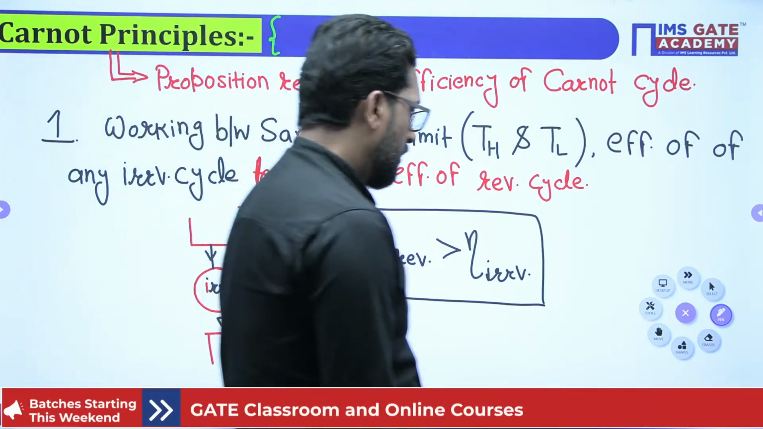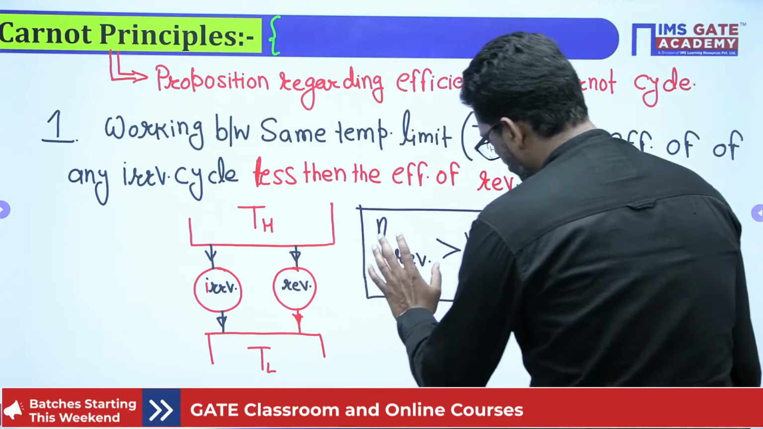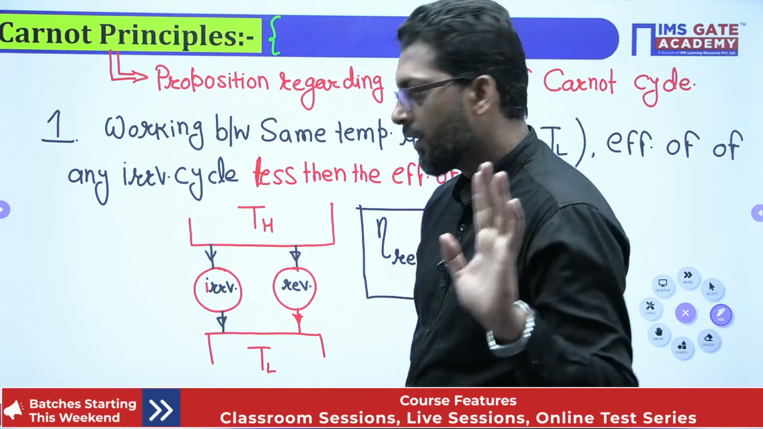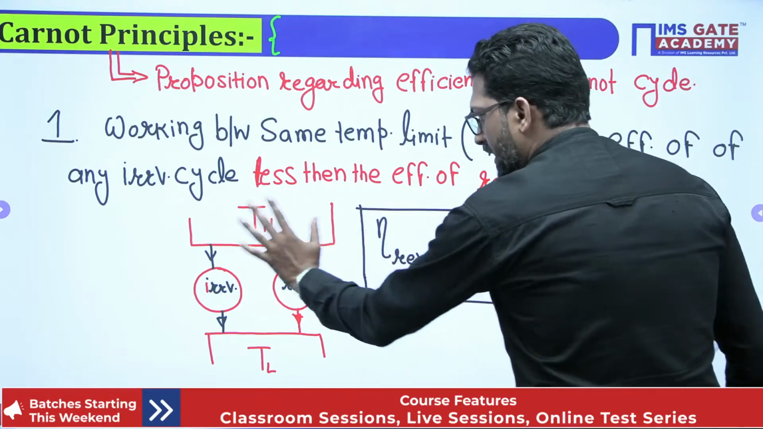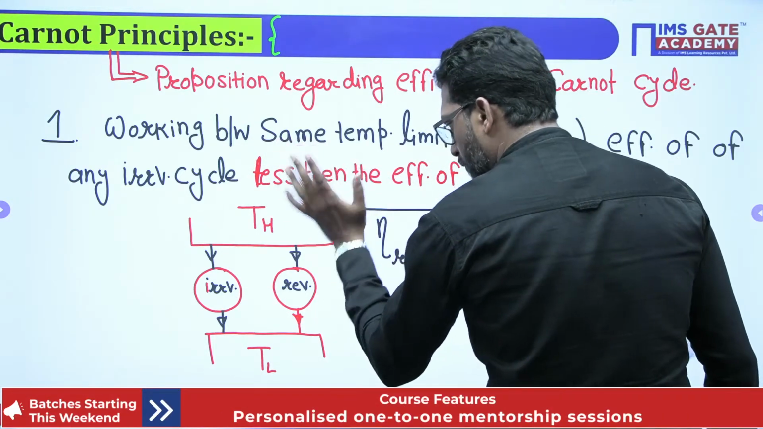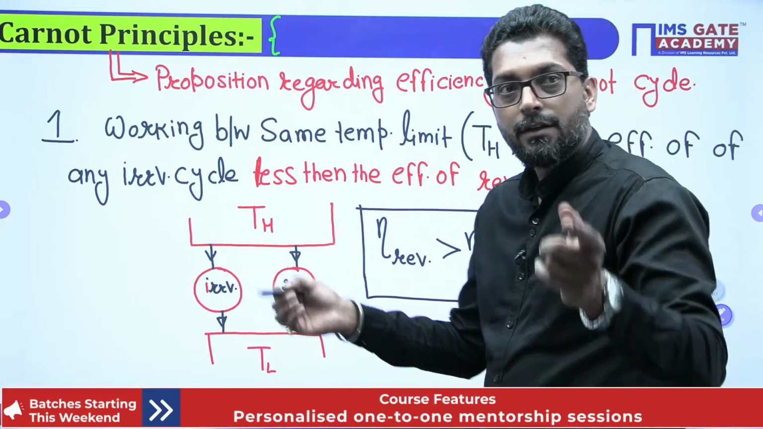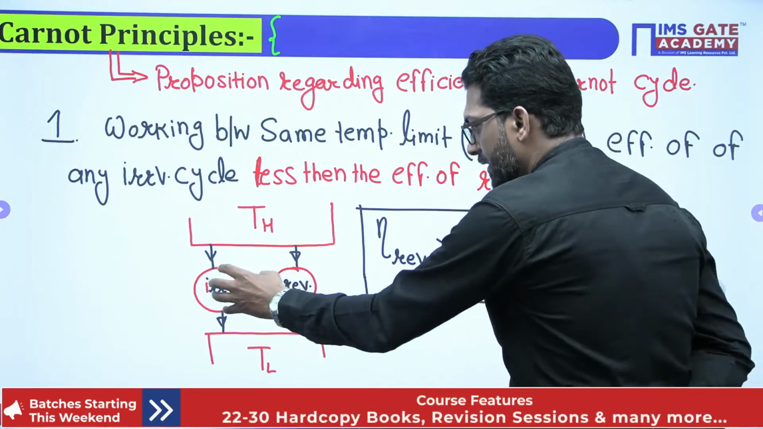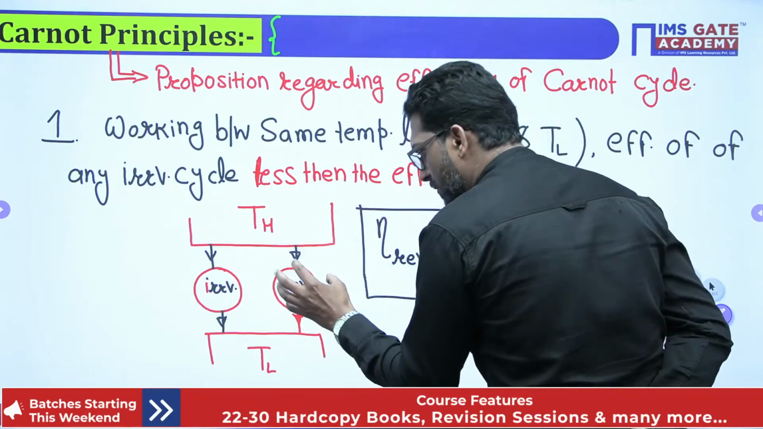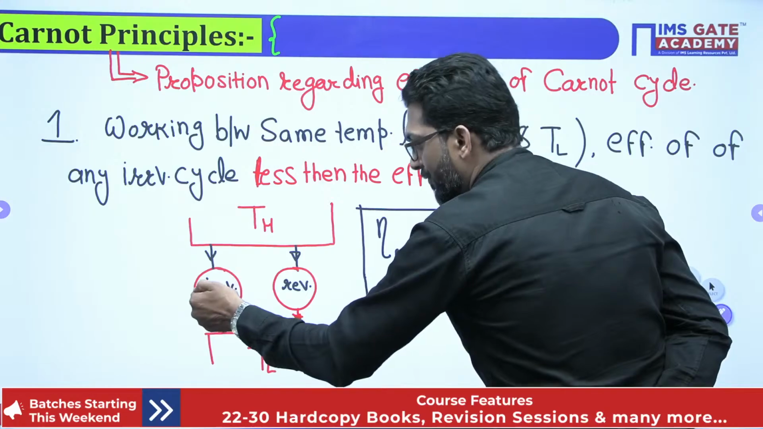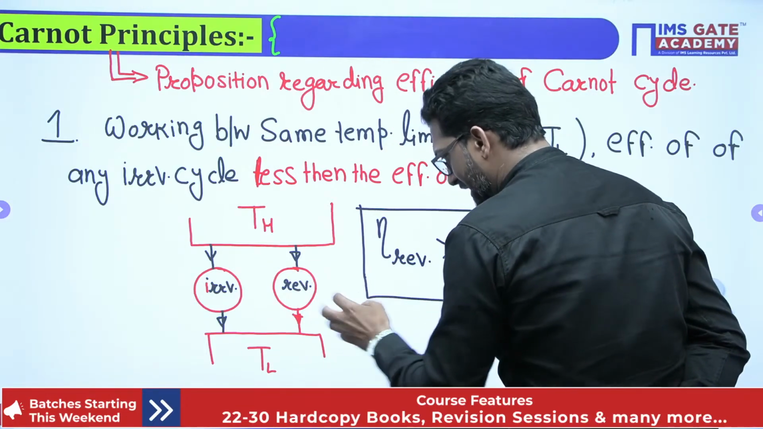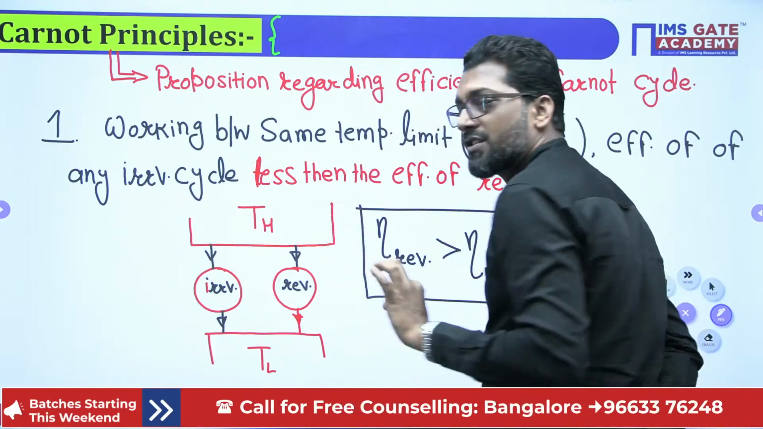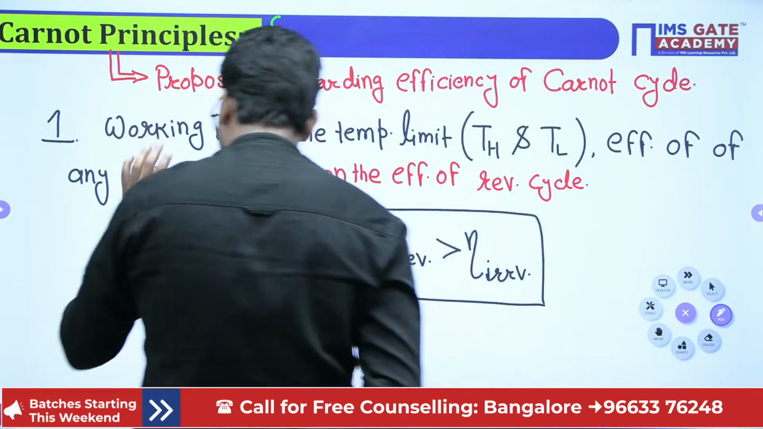Now there is a different conclusion from this. If you compare any cycles, they must have the same temperature limit. That means if you compare an irreversible cycle with a reversible cycle, or many reversible cycles, they must have the same temperature limit. So this is the first.